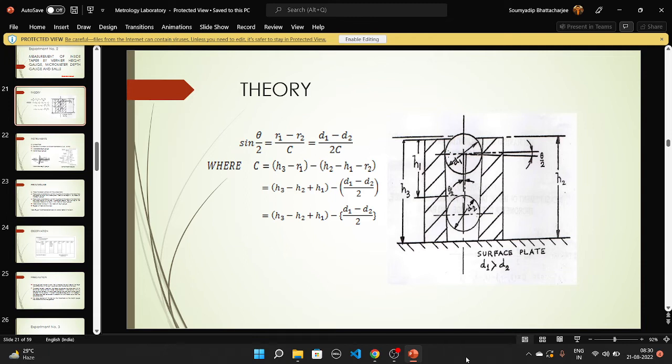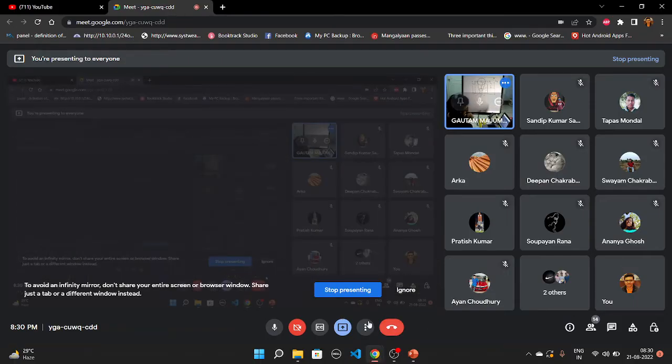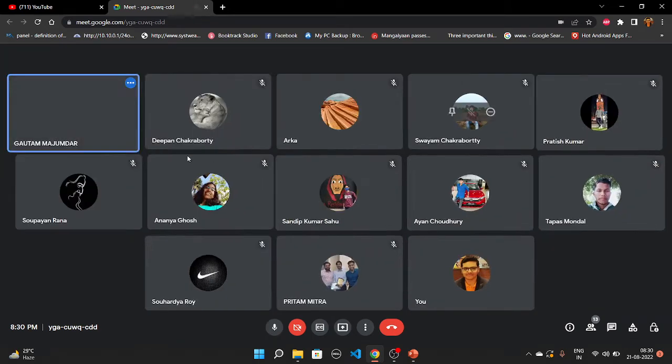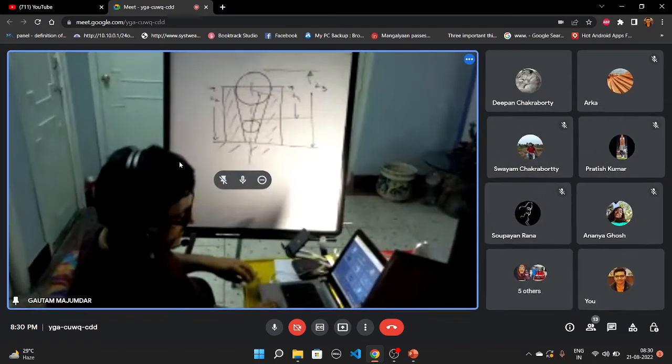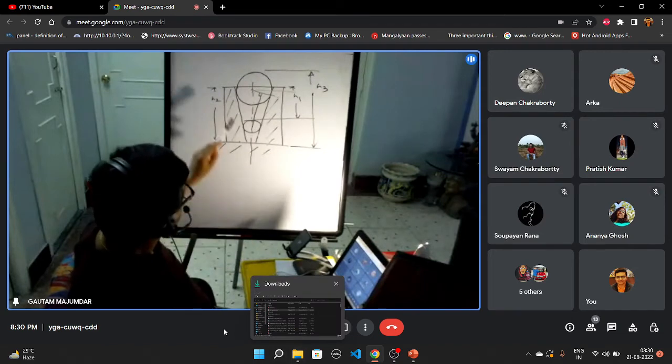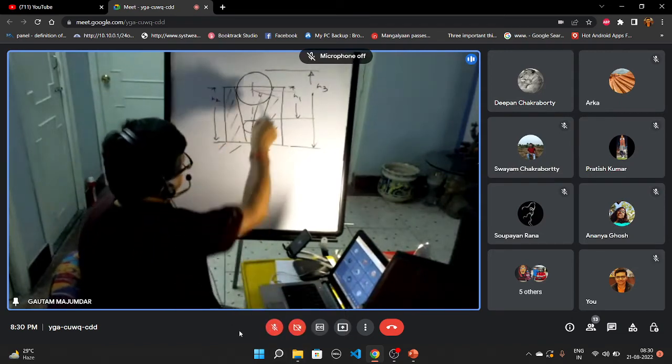Just to see whether you can see the screen here. Yes. Do you see it, Deepan? Do you see the screen? Do you see the board here? Yes, sir.